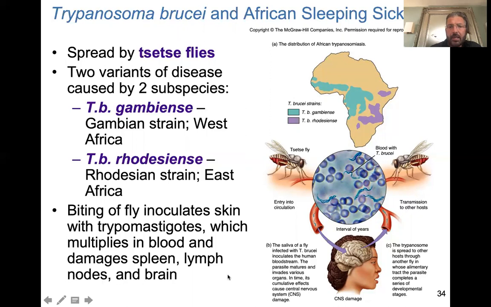Right. The bite of the fly inoculates the skin with the trypomastigotes, which multiply in the blood, damage the spleen, lymph nodes, and then the brain. All right, so the major thing they usually ask is, obviously it's going to damage the spleen or lymph because it's in the bloodstream, right? It's going to be something foreign, and your liver and spleen are going to, your spleen's going to be getting rid of all of your old red blood cells or anything that's defective.